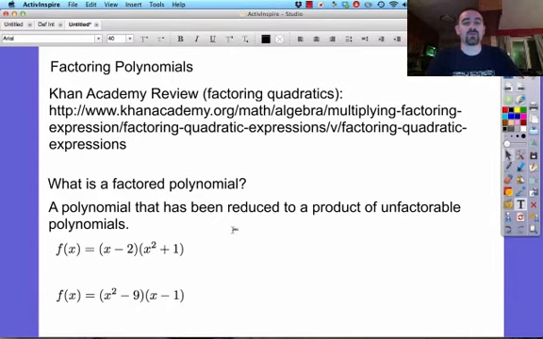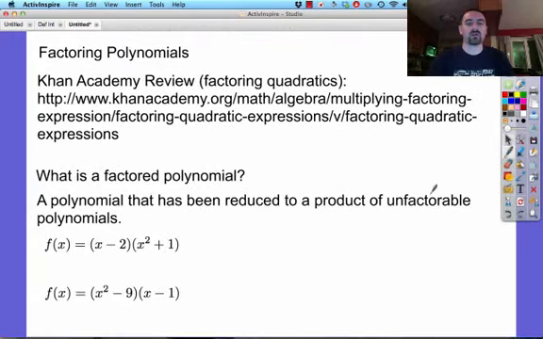So a factored polynomial is one that has been reduced to a product of unfactorable polynomials. It almost sounds circular, frankly. This one is factored already. It's already in its most factored form. Let's take a look at it. x minus 2. I can't write that as a product of any other polynomials. x squared plus 1. Okay, I can't factor that over the real numbers. It has complex factoring, but I can't factor it over the real numbers at all. I cannot write x squared plus 1 as the product of 2 other polynomials. This one is factorable. This one is not factored yet.